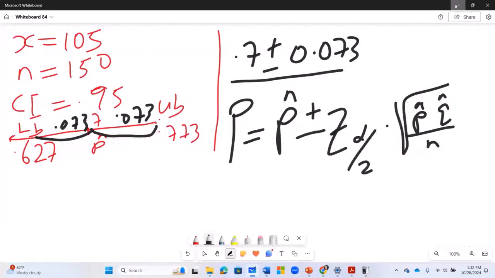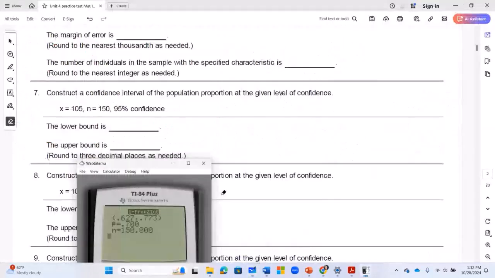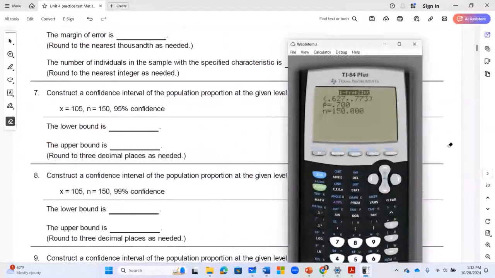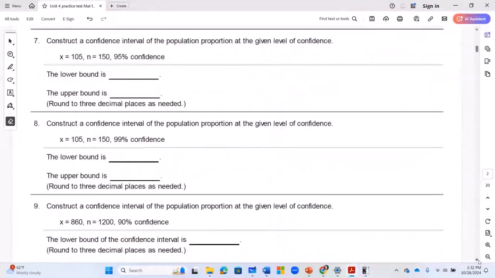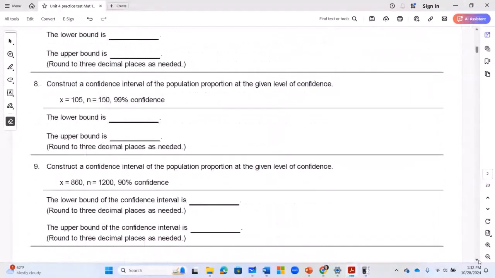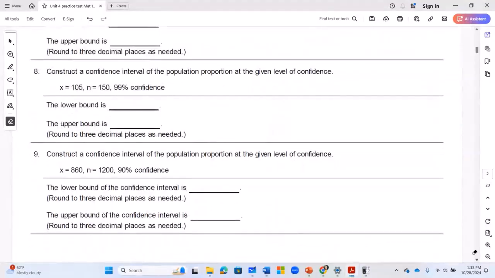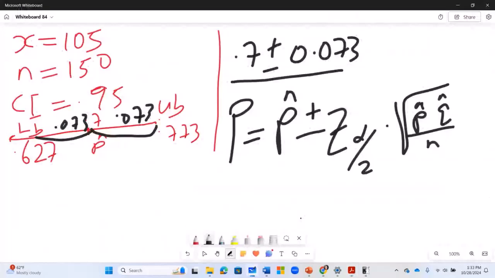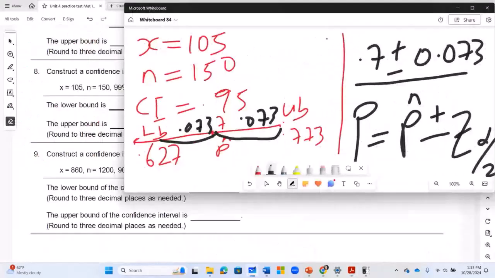So let's do another example. We're going to do one more example. Let's go to number 8. Construct a confidence interval of the population proportion at a given level of confidence.